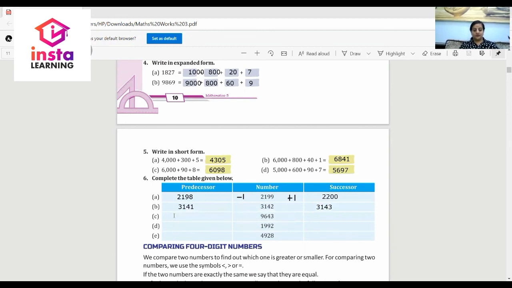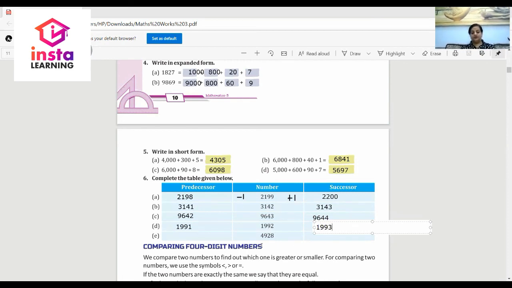Yes, next is 9643. So 9642 will be the predecessor and 9644 will be the successor. Likewise. Now next is 1992. So before 92, what comes? 91 comes. So it will be the answer. It will be the predecessor. And if we add 1, the answer will be 1993. So simple it is.